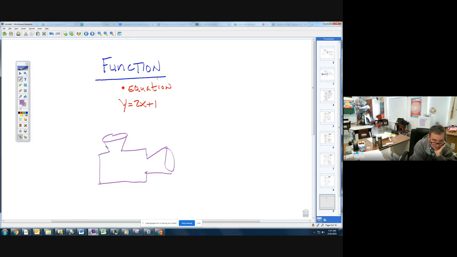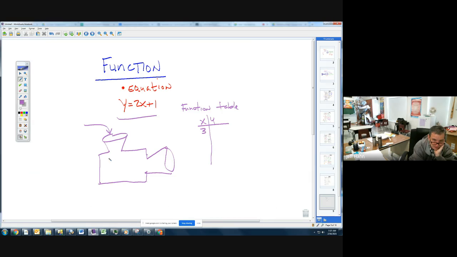Here's the deal. If you were asked to graph this or to find the answers to this, we would make a function table. A function table of x values and y values. And here's what the deal is with this. You get to pick your x, and the x number gets put right in here. Okay, let's say my x is 3.